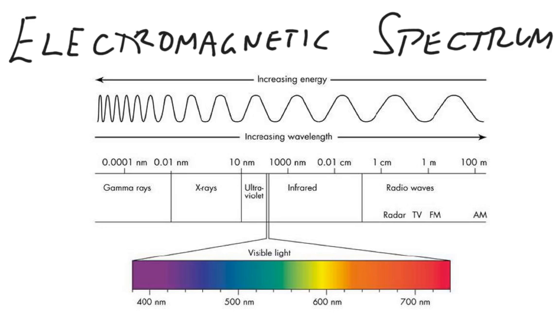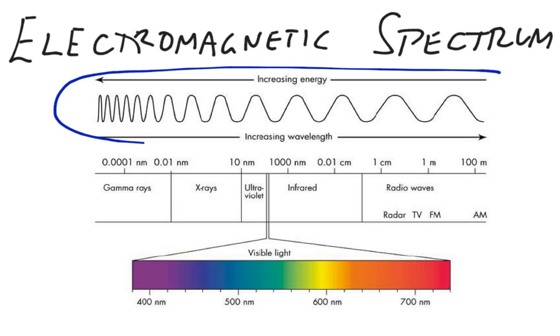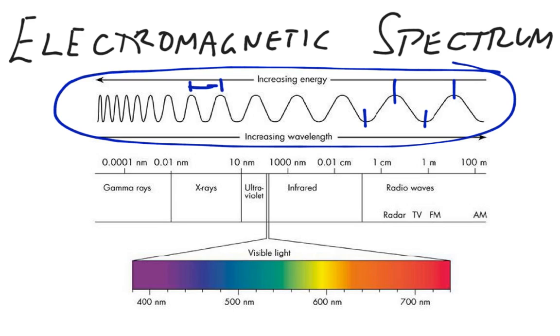The major difference between all the forms of light on this massive scale has to do with their wavelength, or how long the distance is between crest and crest, or trough and trough. The shorter the distance between waves, the more energy that wave contains. So the highest energy waves are down on this end, while the lowest energy waves are down on this end.